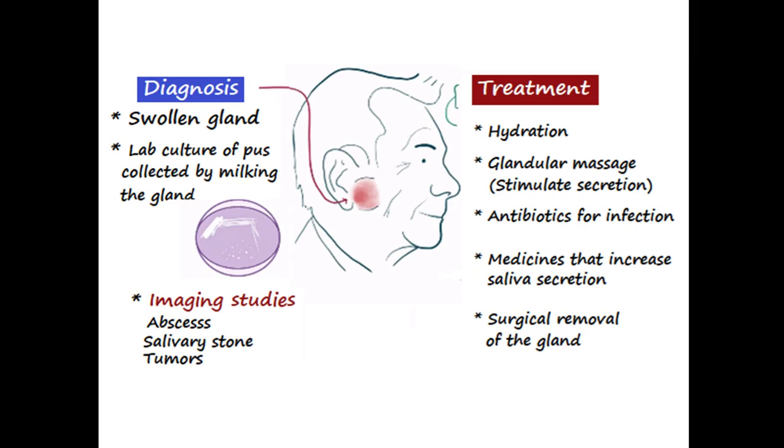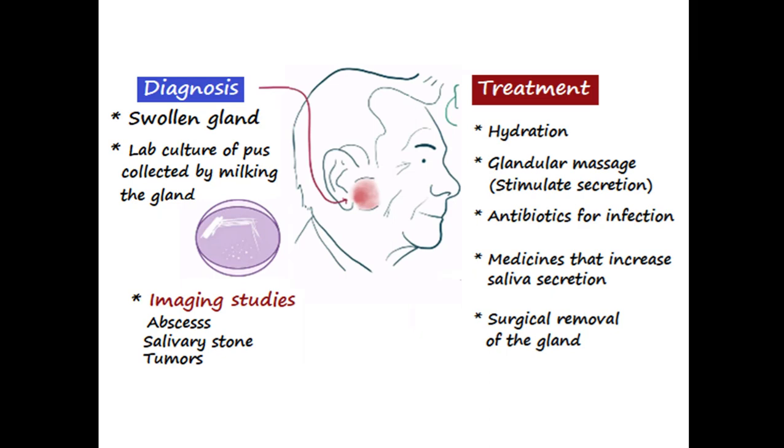Sometimes we can take x-rays and other imaging techniques if we suspect abscesses, if we suspect the presence of sialolithiasis in the form of a salivary stone, and if we suspect tumors that may occur in the salivary glands.